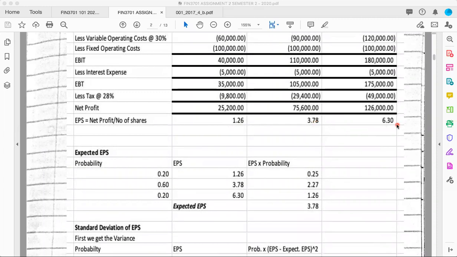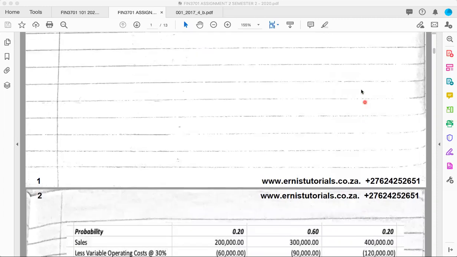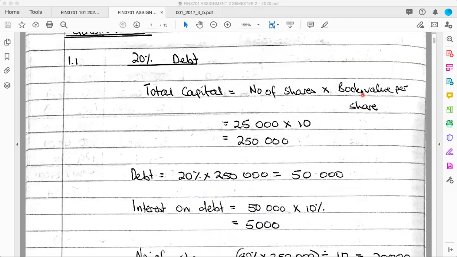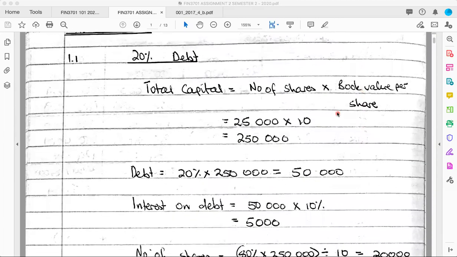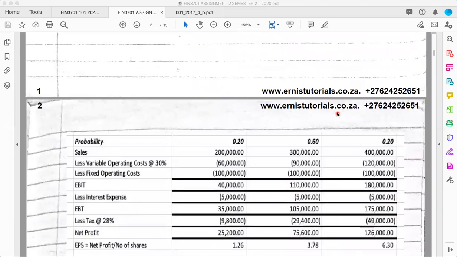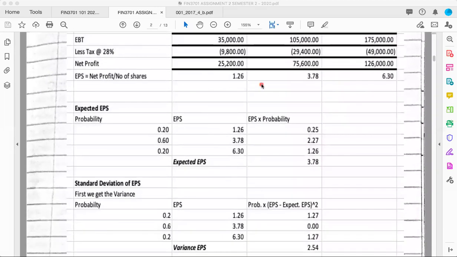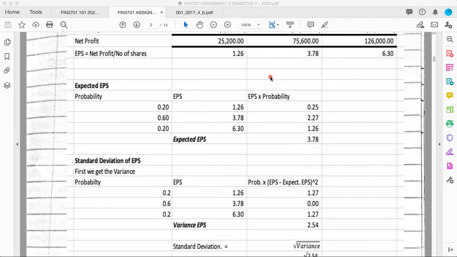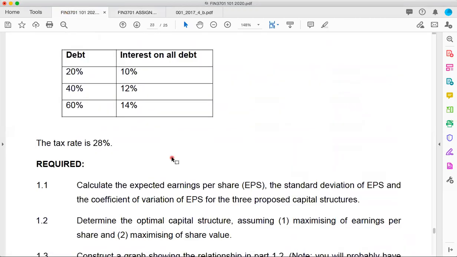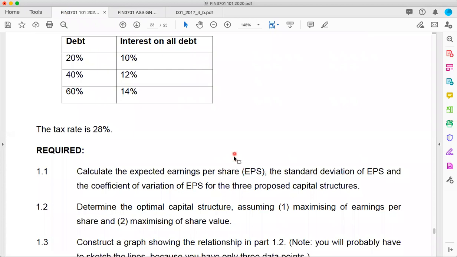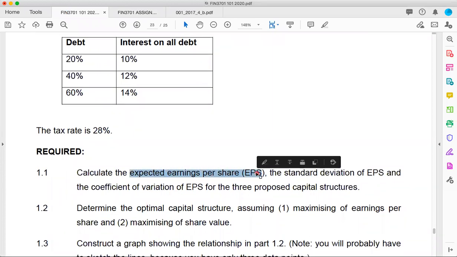Please remember, like I said before, it's always best to do these calculations right at the beginning. If you do that, it makes everything easier for you. It means you have everything you need to be able to help you with the calculation. Okay, so that's the first part. So I've shown you how to calculate the earnings per share. Now we want to calculate the expected earnings per share.